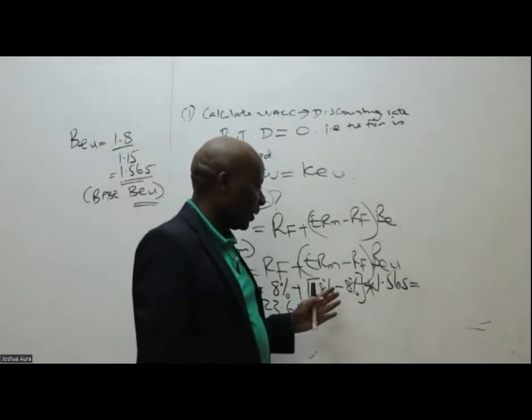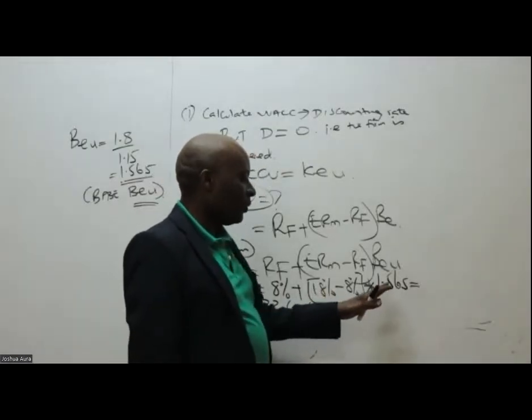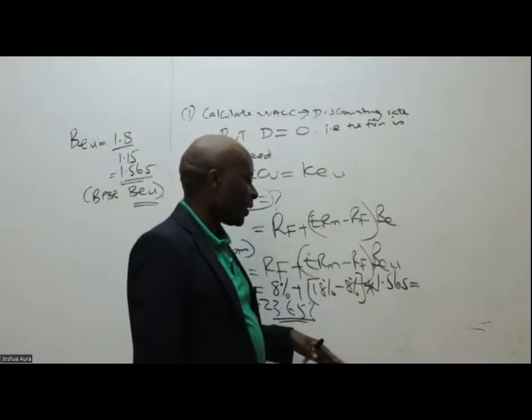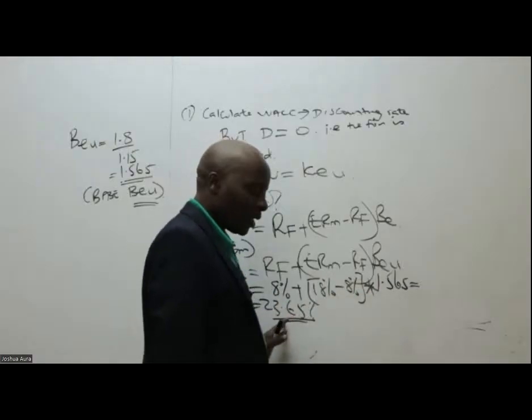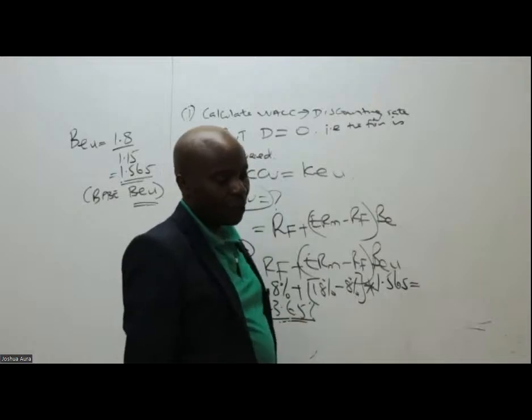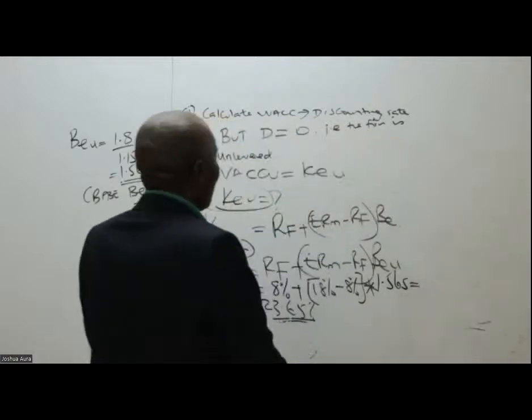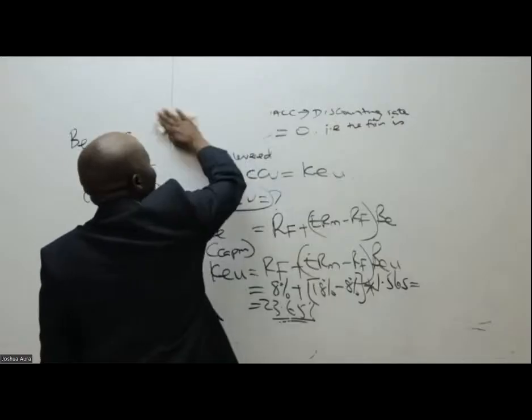So please remember it's bracket first. 18 minus 8 gives me 10. 10 times this will give me 15.65%. So 8 plus this for sure will give me this. Thank you very much. So now we have been able to answer number 1.